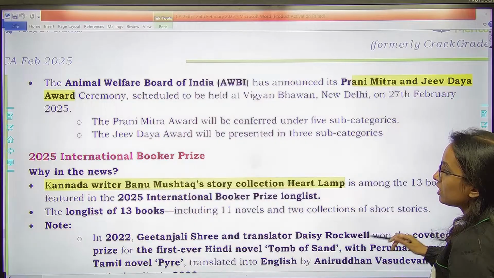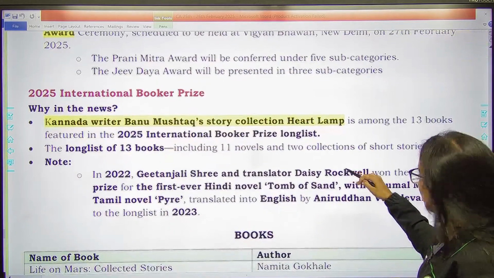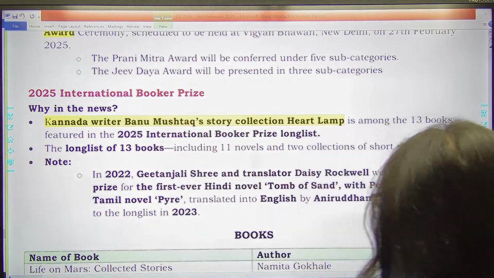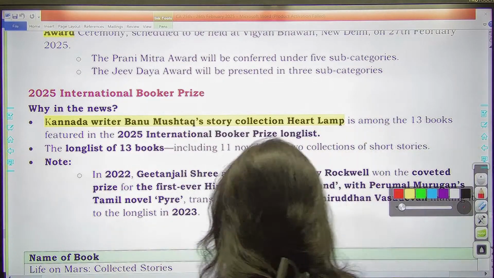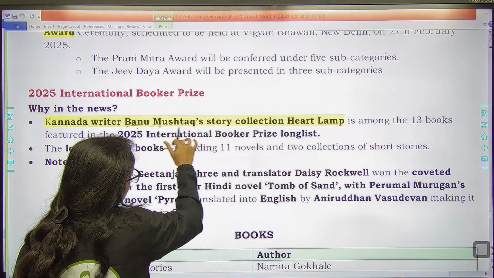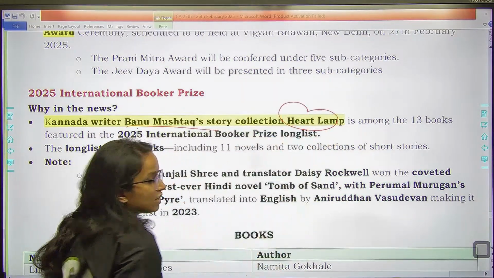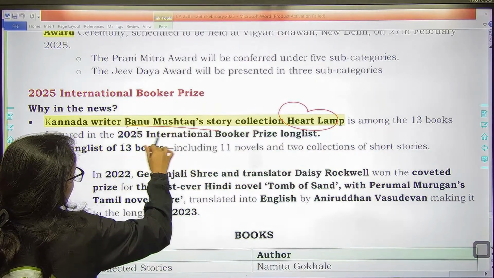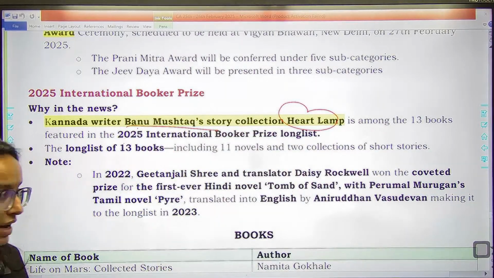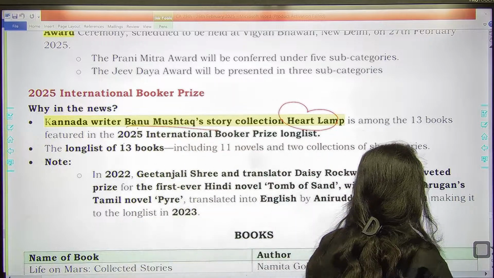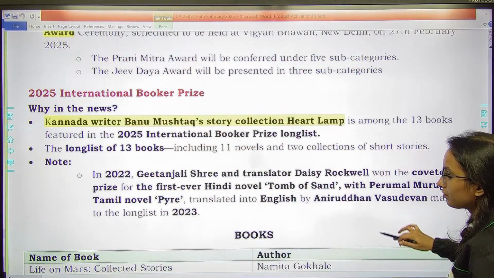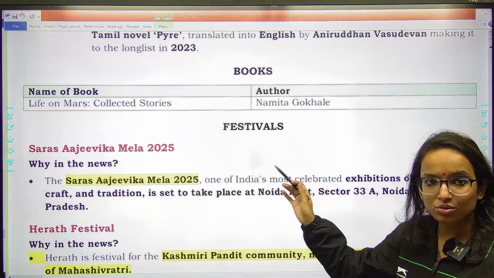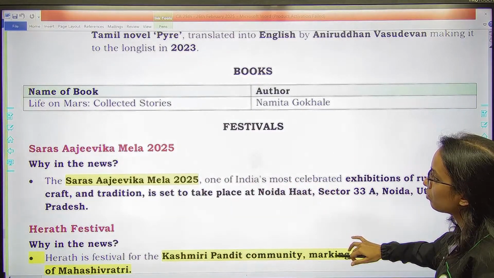2025 International Booker Prize, the most renowned prize, right? So Kannada writer Banu Mushtaq's story collection Heart Lamp. Remember, Banu Mushtaq's Heart Lamp is among the 13 books those who have featured in 2025 International Booker Prize longlist. So remember this name, Heart Lamp. Books में you have Life on Mars, Collected Stories is in news, written by Namita Gokhale.